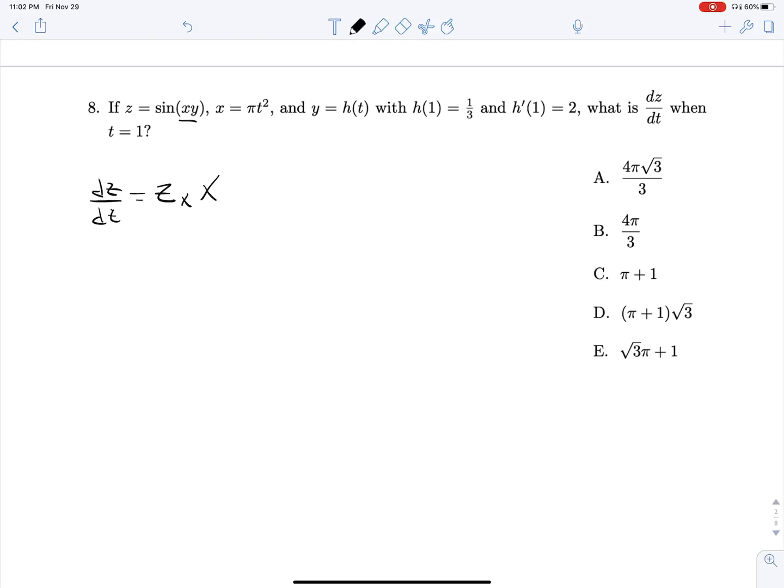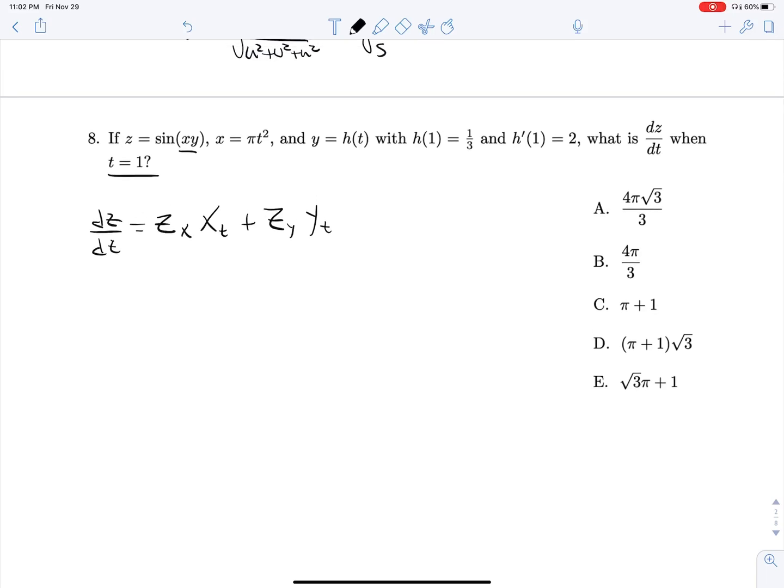zx xt plus zy yt, evaluated for t equals 1. And everything to do with y over here is simplified because we know that y is just some function h of t, where h of 1 is 1/3, so we will say that y is equal to 1/3 in this case. But importantly, the derivative, y_t, is going to be equal to 2. So we can already say that y_t in here is equal to 2.